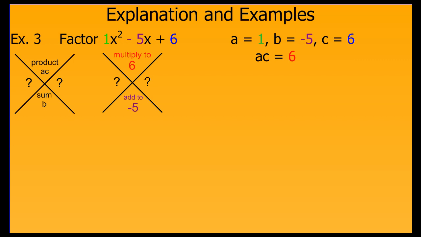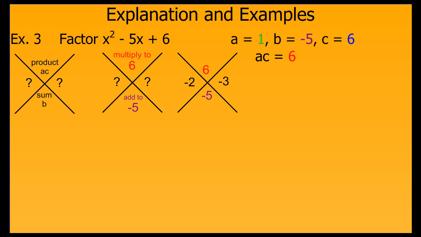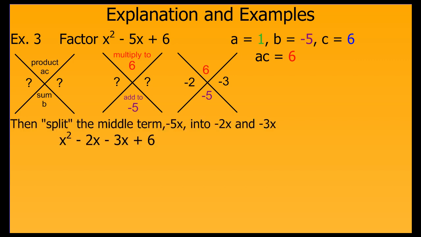Therefore, my product, a times c, is also 6. Which means I'm looking for two numbers that multiply to 6 and add to negative 5. Negative 2 and negative 3 are two numbers that multiply to 6 and add to negative 5. If you think about it, you should be able to realize that in cases like this where it has to multiply to a positive but add to a negative, both numbers are going to have to be negative. So now I split my middle term, negative 5x, into negative 2x and negative 3x.